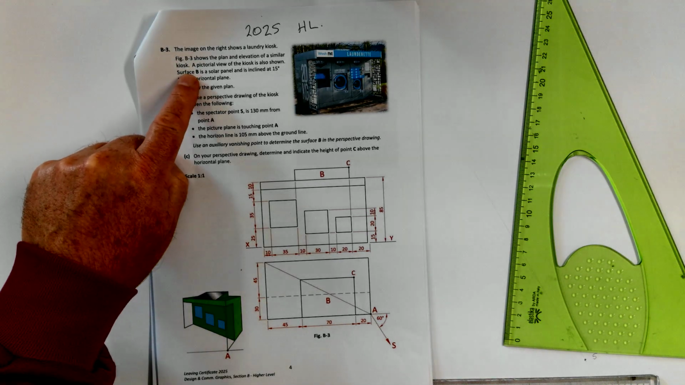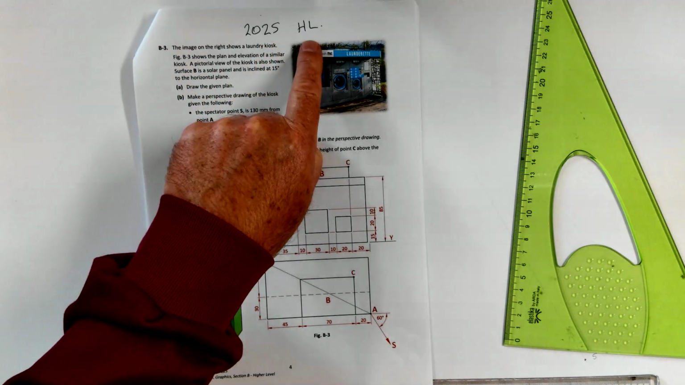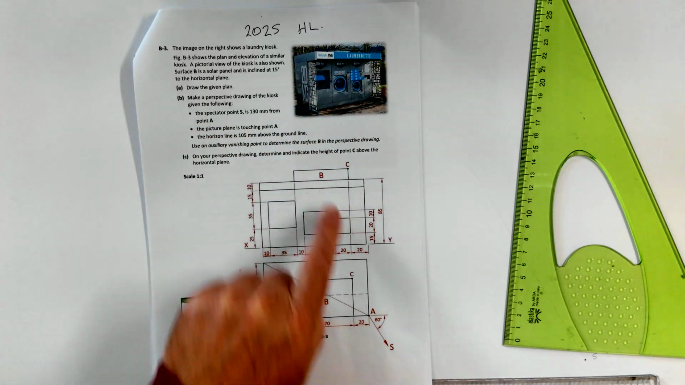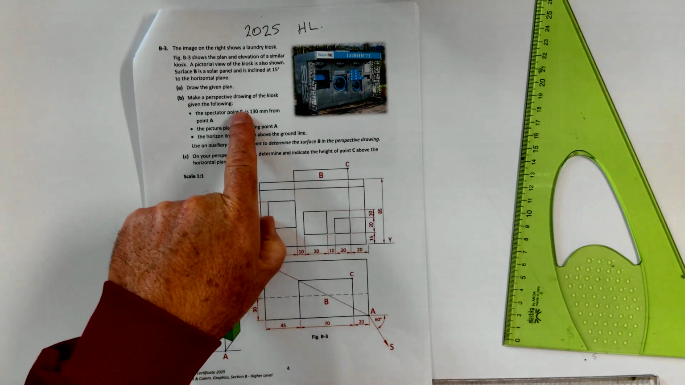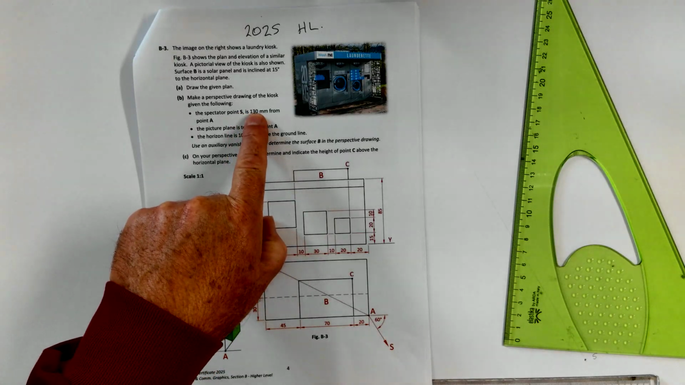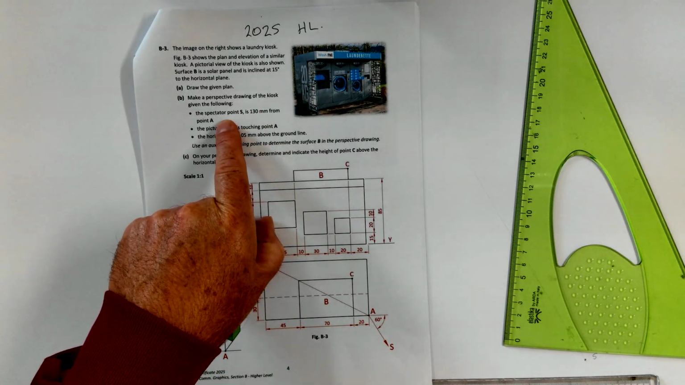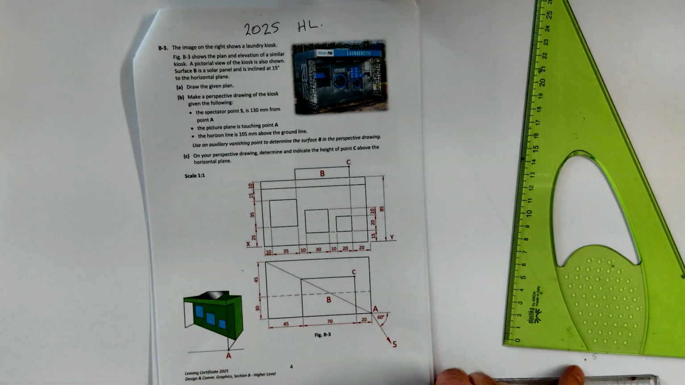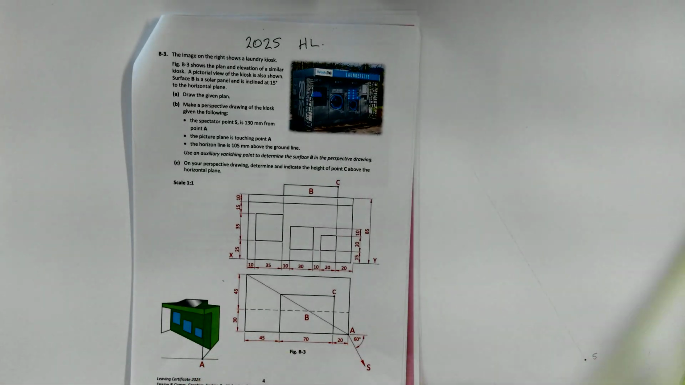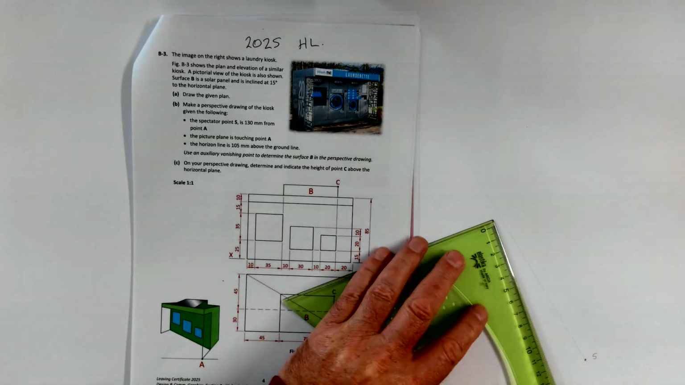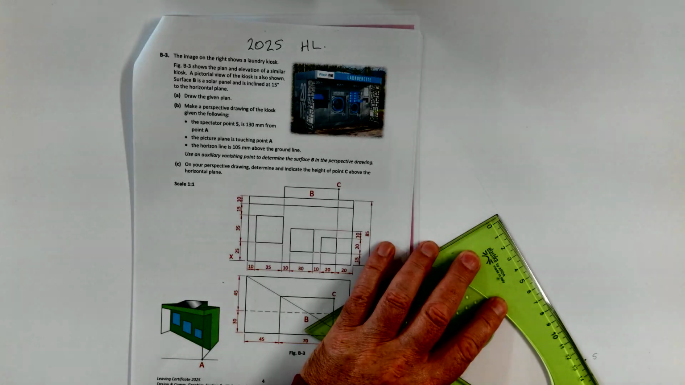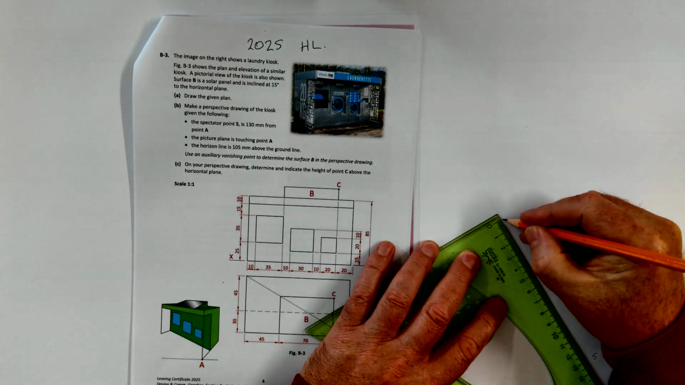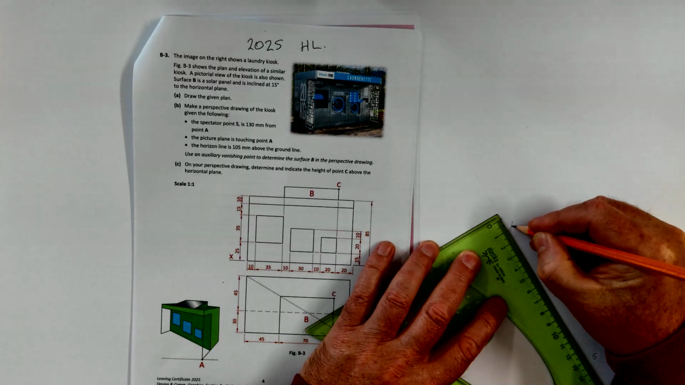Okay, so guys, I'm going to take a look here at the 2025 higher level perspective question. The first thing you want to check is the spectator is 130 from point A. So I would be putting a spectator down here somewhere towards the bottom right hand corner of the sheet and measuring up 130. That's corner A.